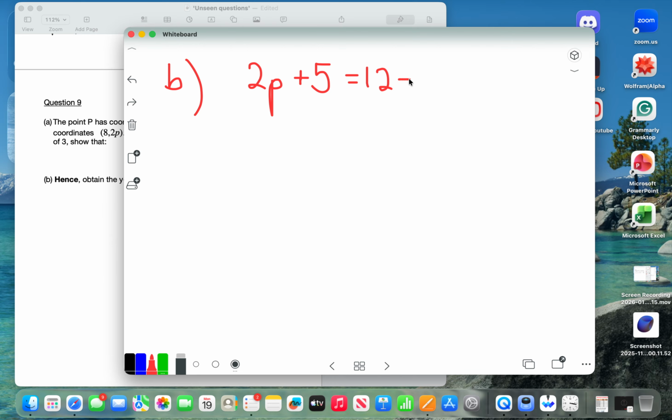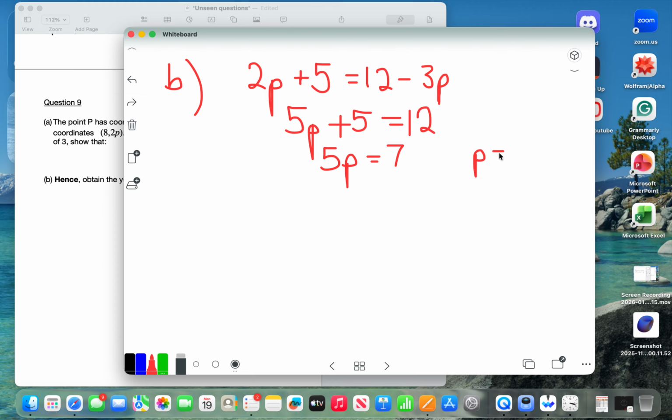It's a fairly easy equation, but we can add 3p to both sides because we have a minus 3p on this side. So add 3p and we get 5p plus 5 equals 12. Taking away 5 from both sides is 5p equals 7. Dividing by 5 gives you p equals 7 over 5.